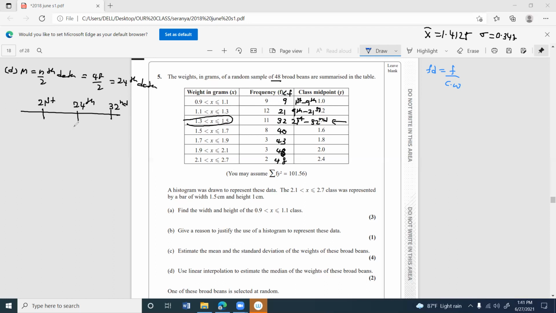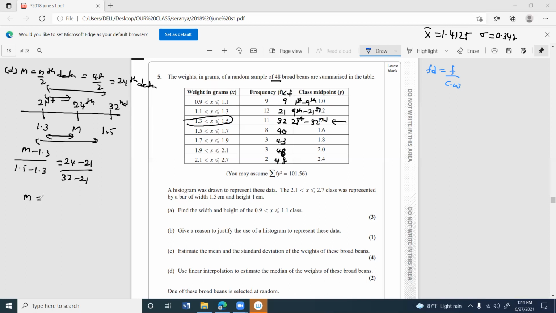Therefore, the median falls in between 1.3 to 1.5. Then we will use this gap divided by this gap is equal to the same thing for the top part of it: 24 minus 21 divided by here. That's a method called linear interpolation. From here you can get the answer for n.